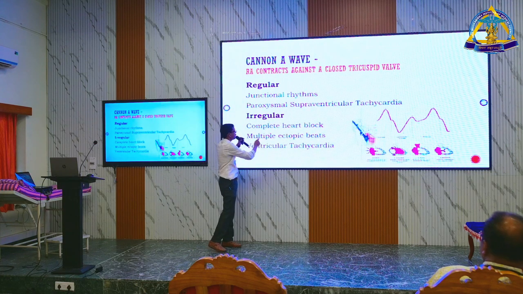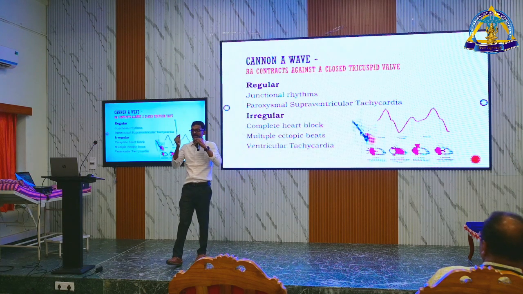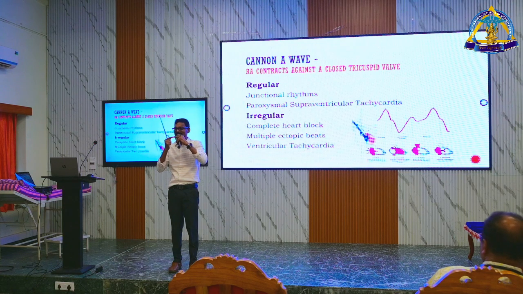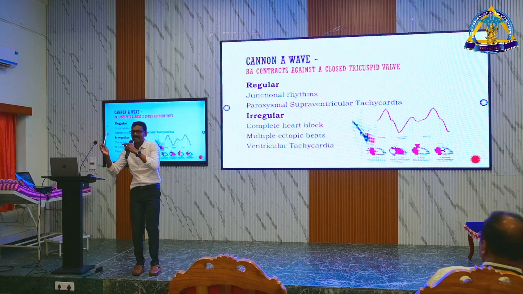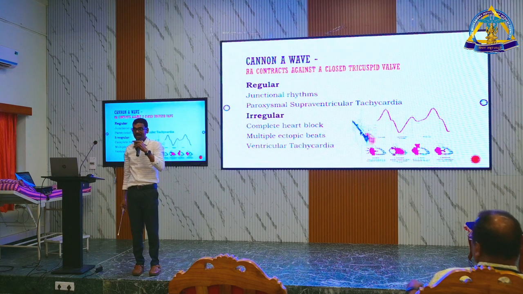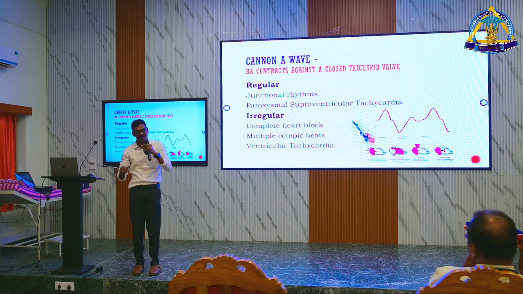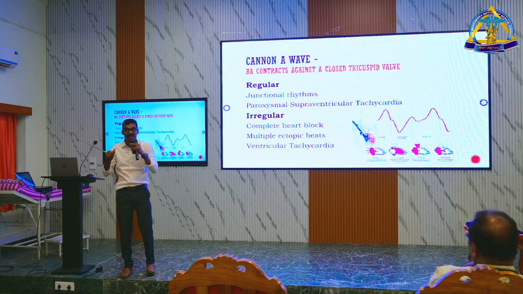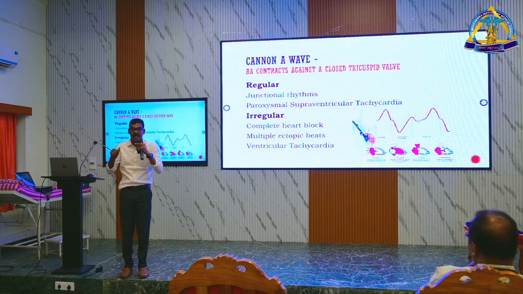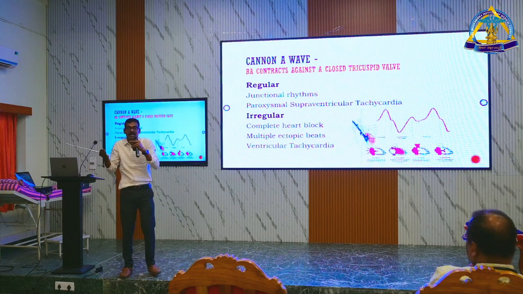Here, why is it irregular? Only at times P and QRS will come together. Other times P will precede the QRS. At times nothing will be there, and suddenly there comes a wave. So if you see a regular one, junctional, that's good actually. Why? Junctional rhythm and PSVT are not life-threatening.